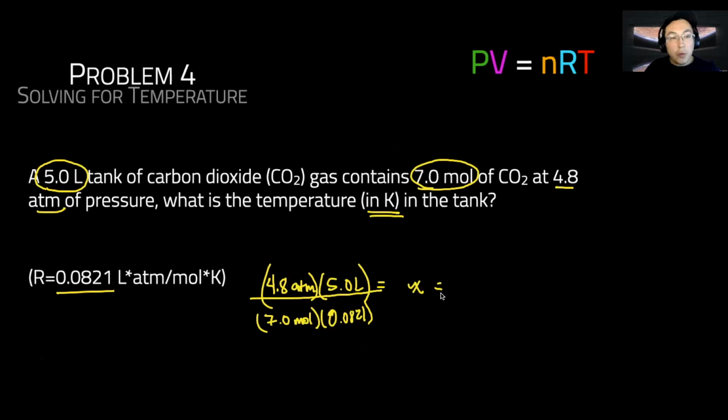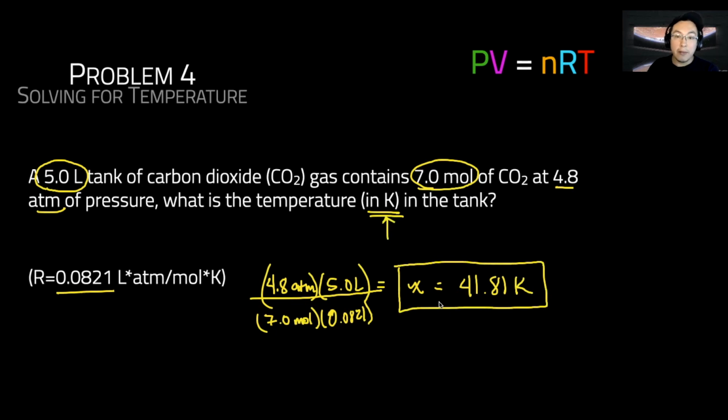Once again, once you do the whole equation, the whole process, you will get as an answer 41.81. And this number, if you follow along the whole units, as I showed you before, at the end, the unit that is going to be left over is going to be Kelvin. For this reason, this is your final answer, right? Because the question is asking for the temperature in Kelvin.